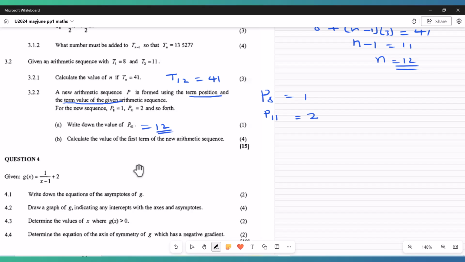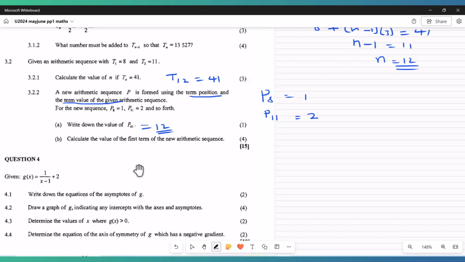That's our answer, because P8 is 1. That was our T1. Are we together? Then P11 is 2. That was our T2. Okay, so then here, which means our P4 is going to be 12. Now let's calculate the value of the first term of the new arithmetic sequence.